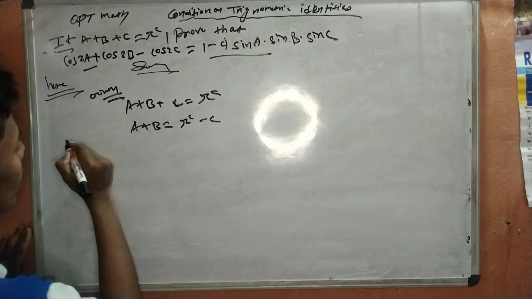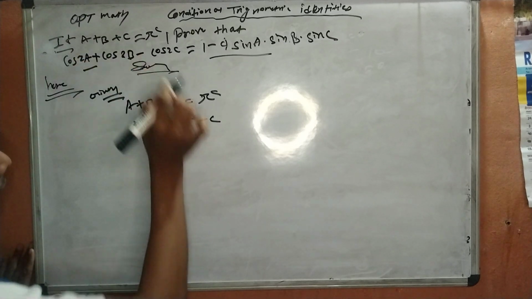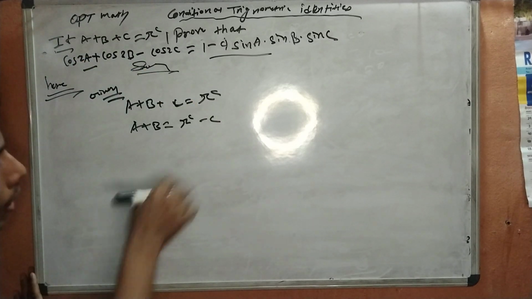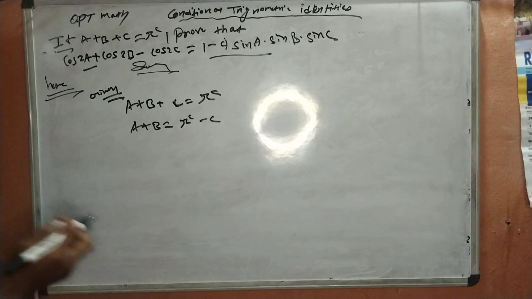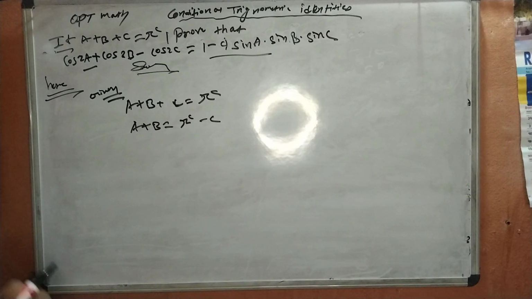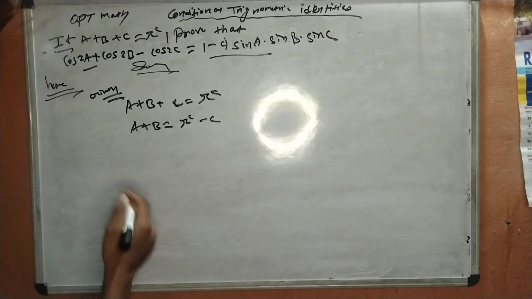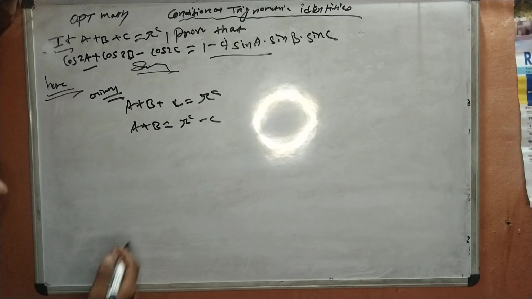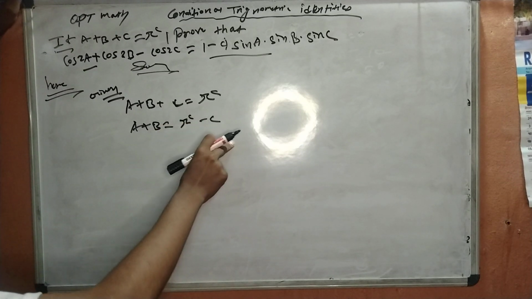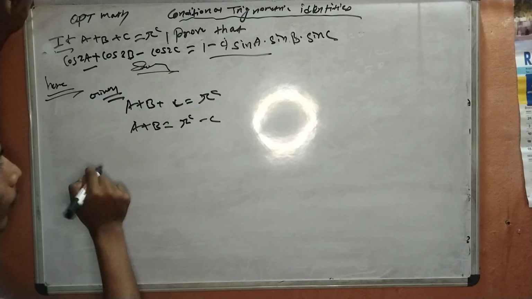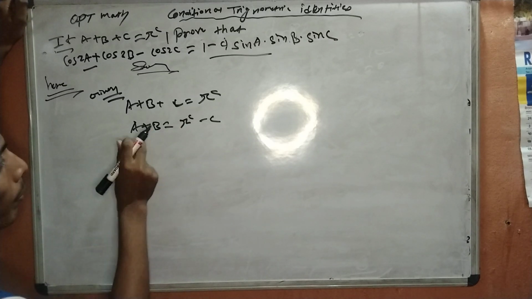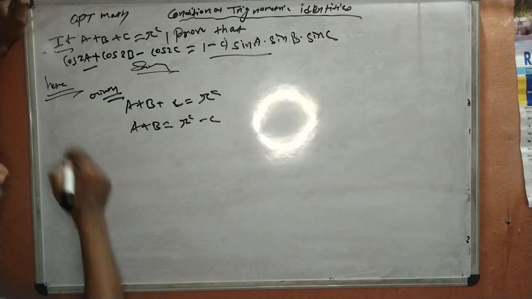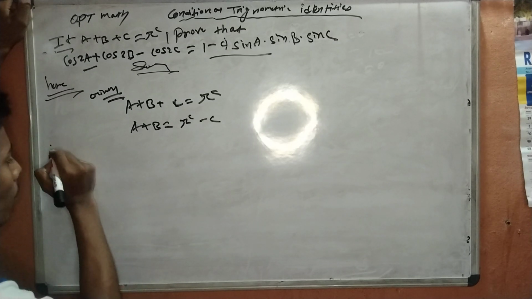When I take C it becomes easy. When I take A, it takes a longer time, but it's the same process. Basically, if you take C, then it will be good for you. So now A plus B is equal to pi radian minus C. Now I'm going to solve.